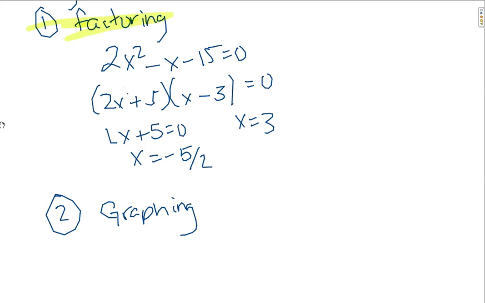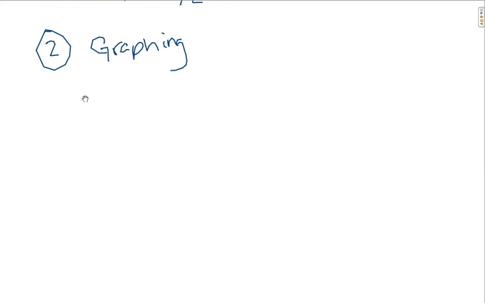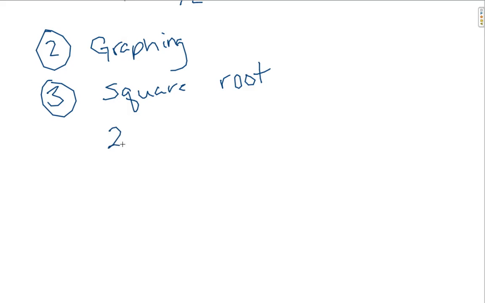The next way that we do solving quadratics is the square rooting scenario. This technique only works when you have certain types of problems. If I had a question that looked like this, 2 times (x minus 5) squared minus 16 equal to 0, this is the kind of scenario where we use a square root.